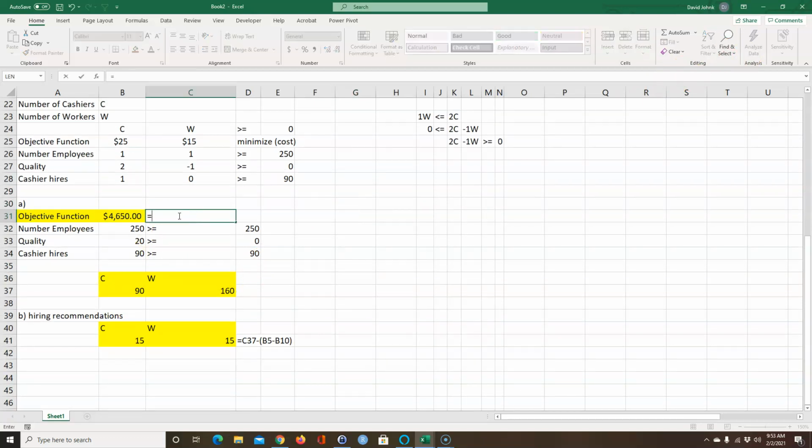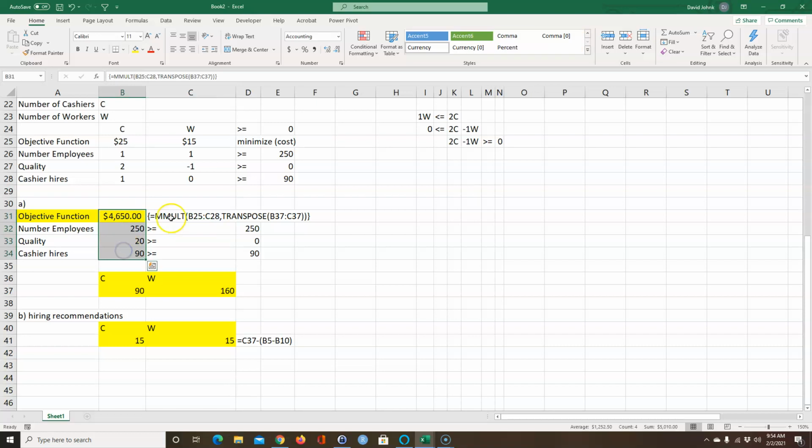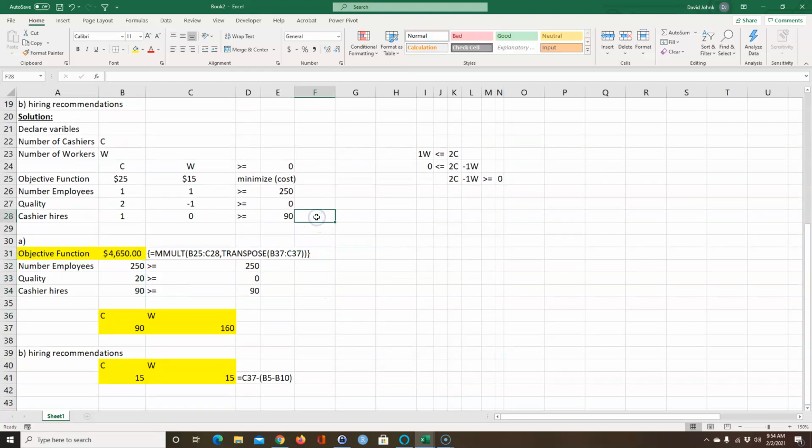Remember, this is the formula to put in these 4 numbers. You have to highlight all this, and then you type in this. To get these little curly brackets on the outside, you have to hit Control-Shift-Enter. Okay. Put the formula in here.